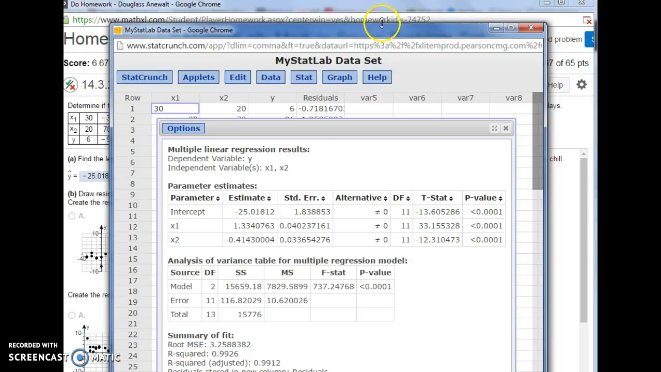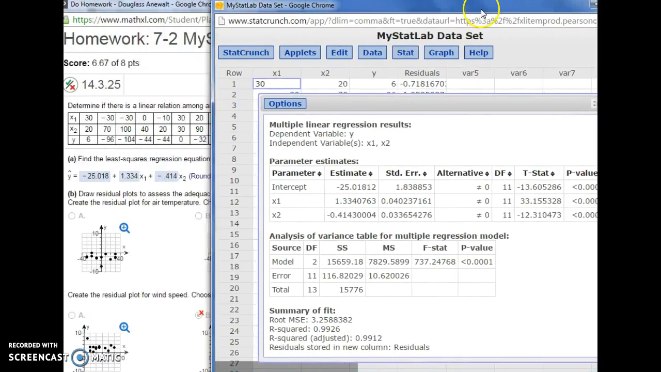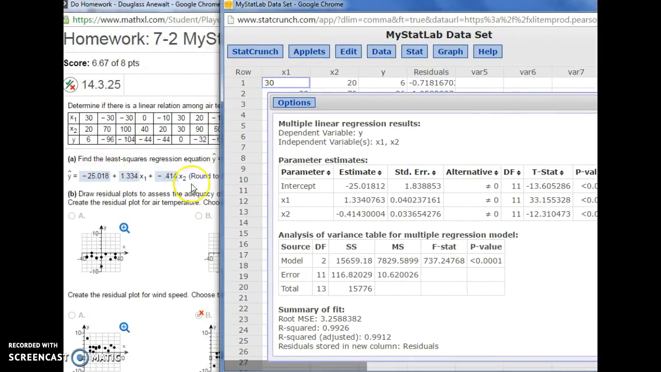So when you hit Compute, we'll get the values here that we need for part A, where it figures out for us what the intercept would be, what the slope of our first explanatory variable would be, and the slope for the second one. So plug those in, and we have our least squares regression equation.